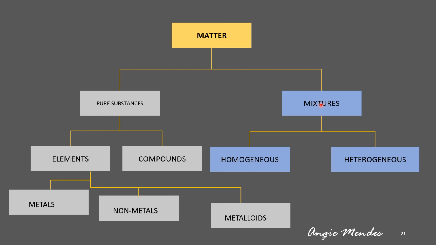Let's go to mixtures. Mixtures are of two kinds, homogeneous and heterogeneous. Homogeneous mixtures are those mixtures which have uniform composition, for example sugar in water, and heterogeneous mixtures are those mixtures which have non-uniform composition.